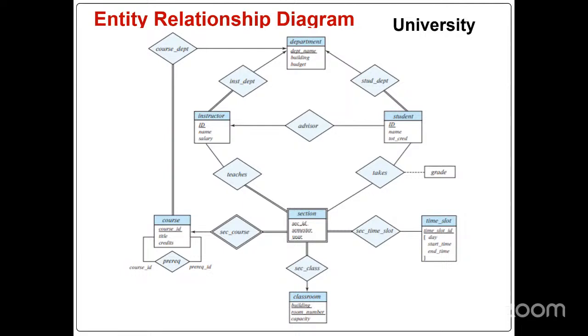From the first, we see department, instructor, student, course, section, time slot, classroom. Yes or no? Grade. So there are 8 entities. How many relationships are there? Course, department, prerequisites, section, class, time slot, take.